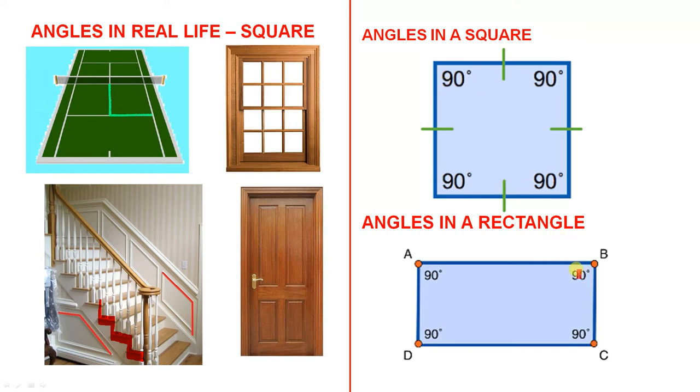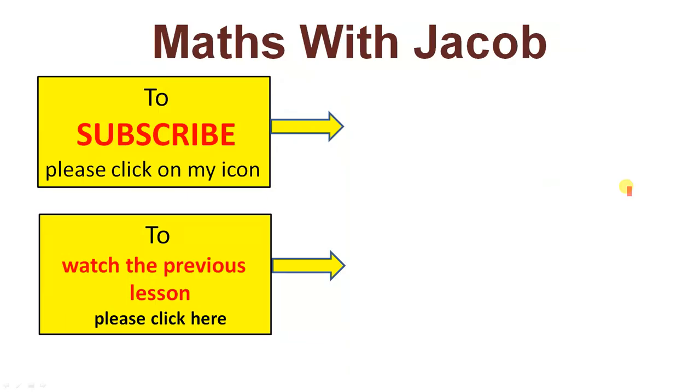And the same with a rectangle. Even though the rectangle is like that, where those two sides are equal, see that? And that side there is equal to that side there. Each of those angles here is 90 degrees. So this video has introduced you to some angles in real life, and we've seen some special examples where they occur.